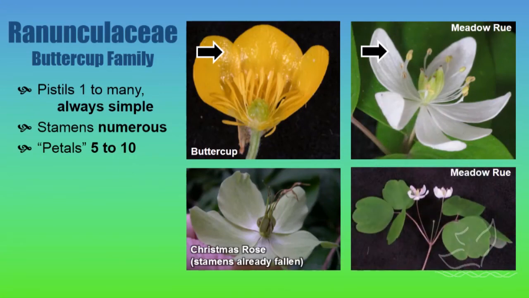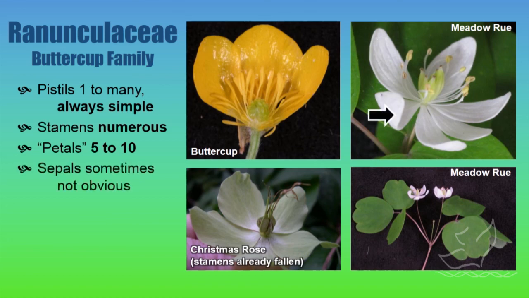Now in the Buttercup shown here, you see 3 petals. That's because I've cut away 2 of them. So there would be 5 petals in that flower. In the Meadow Rue, you see 6 petals. And in the Christmas Rose, you don't really see any petals or stamens because those have already fallen off. This is a fruit that's developing. So, sepals. Sepals, because sometimes they look like petals, are not always obvious. But if they don't look like the petals, then they will be obviously sepals.